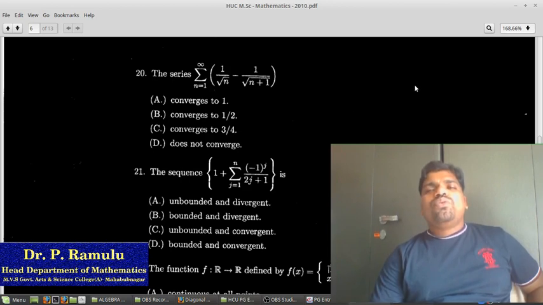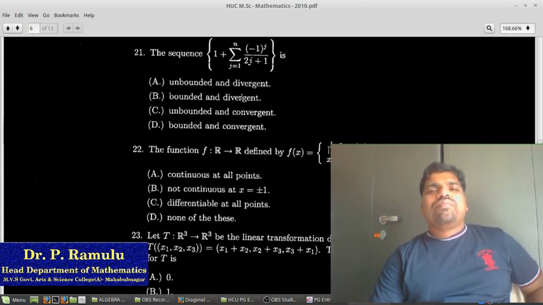Root 2, root 3, root 4 and so on all cancel out. Lastly, what we get here is Sn equal to 1 minus 1 by root n plus 1. If I apply the limit, 1 by root n plus 1 tends to 0, so 1 minus 0 equals 1. Sn converges to 1, then the series also converges to 1. The sum of the series is equal to 1. Therefore, the series converges to 1. Answer is A.